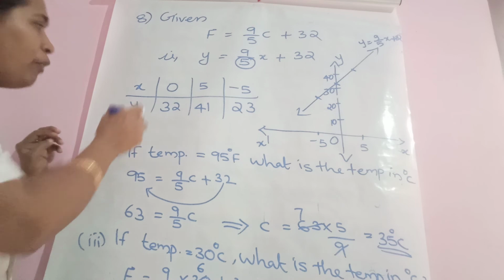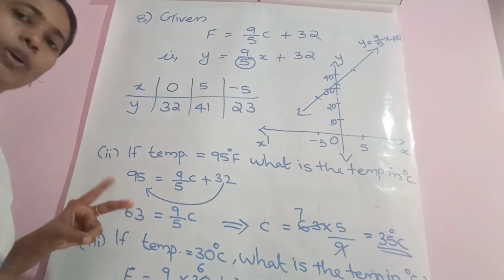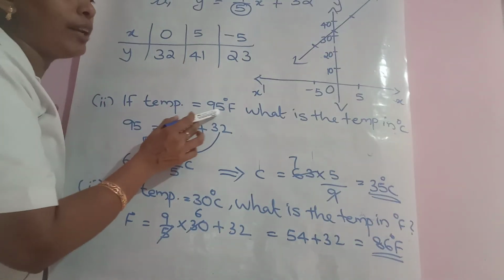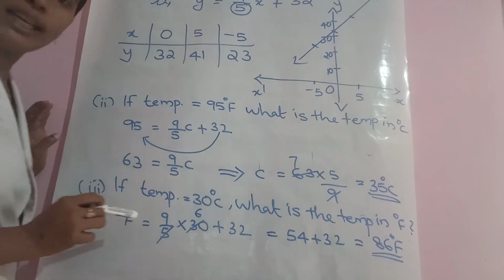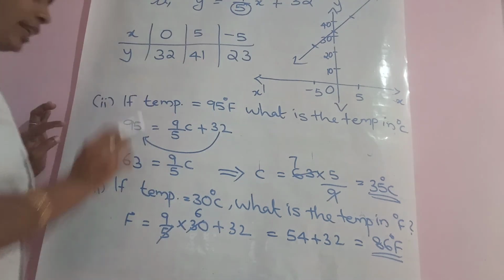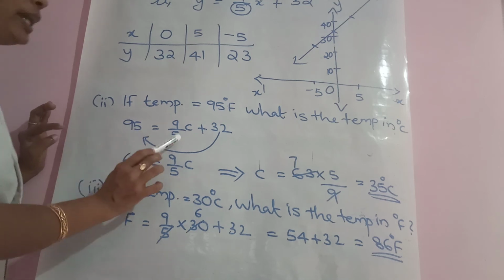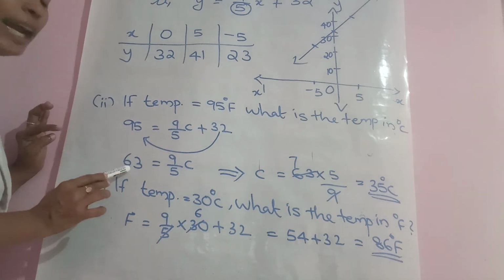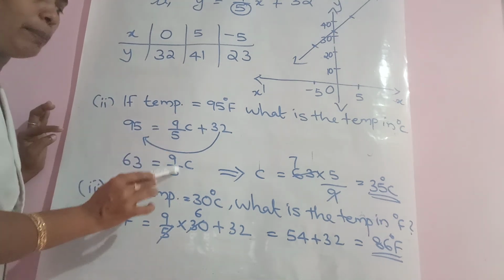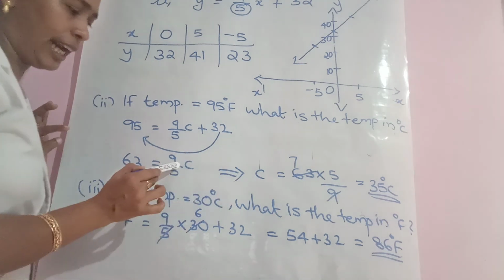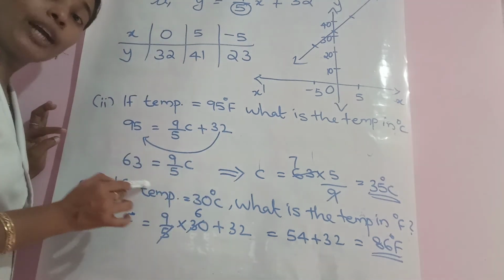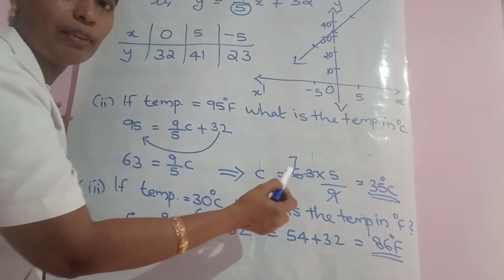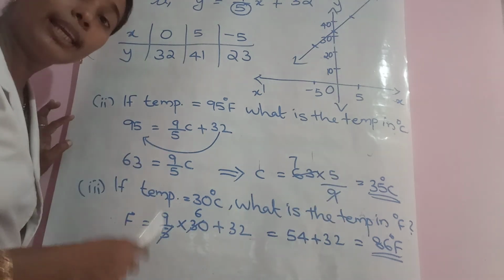Followed by this one, there are some other questions. Teacher is answering only 2 and 3. Remaining questions you can try yourself. The first one is, if the temperature is 95 degree Fahrenheit, what is the temperature in degree Celsius? Keep the same equation. Instead of F, we can write 95. Remaining things are 9 by 5 C plus 32. First you transpose 32 to this side. We have 63, where 63 is 9 by 5 into C. Then in order to get C, transpose 9 by 5 to this side. 9 by 5, we have to keep its reciprocal. So 63 into 5 by 9. 9 and 63 we can divide by 7. 7 5s are 35 degree Celsius.